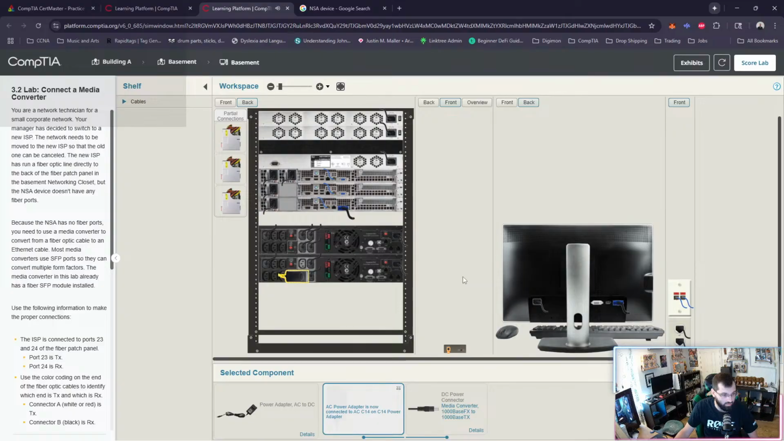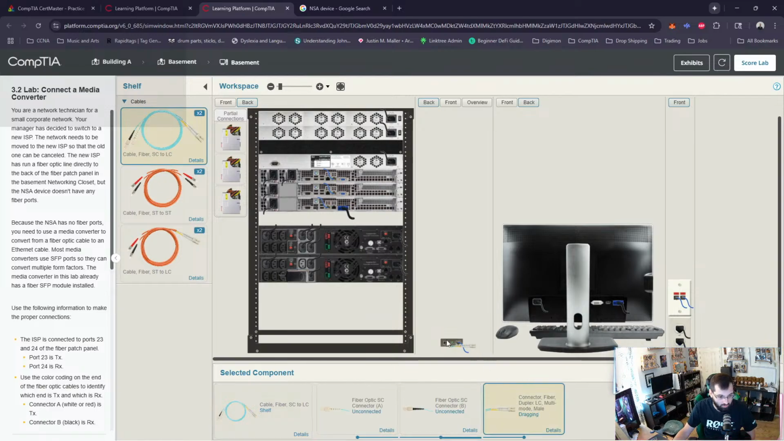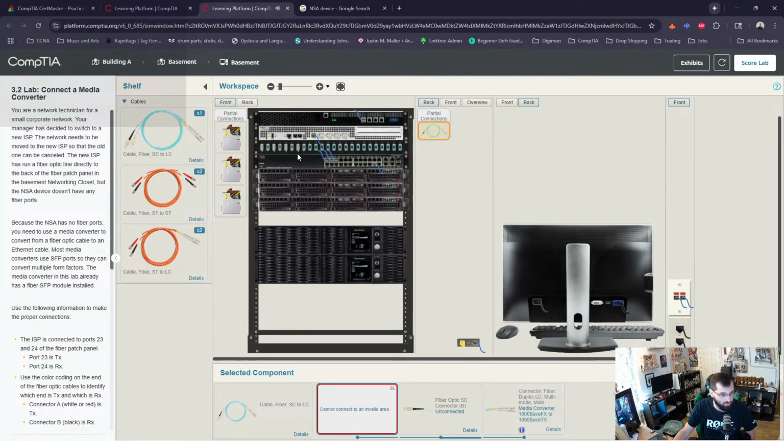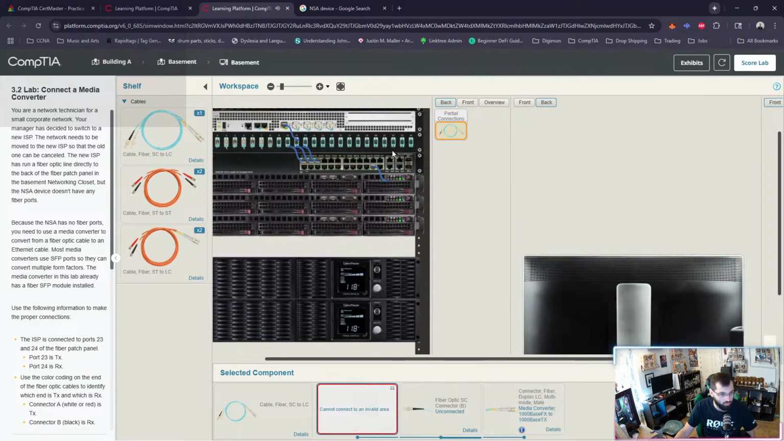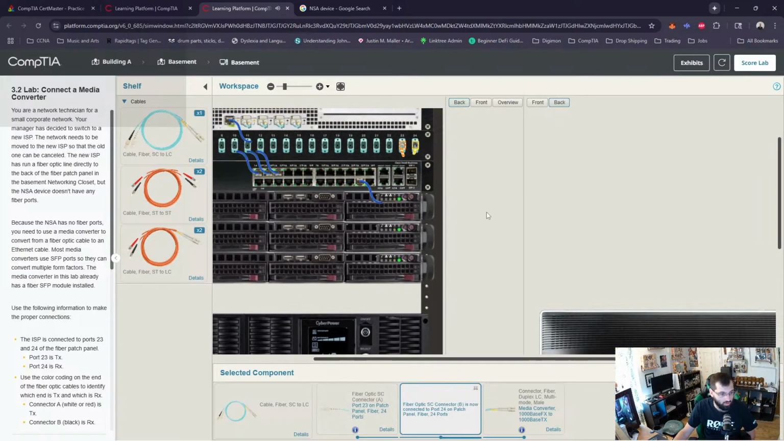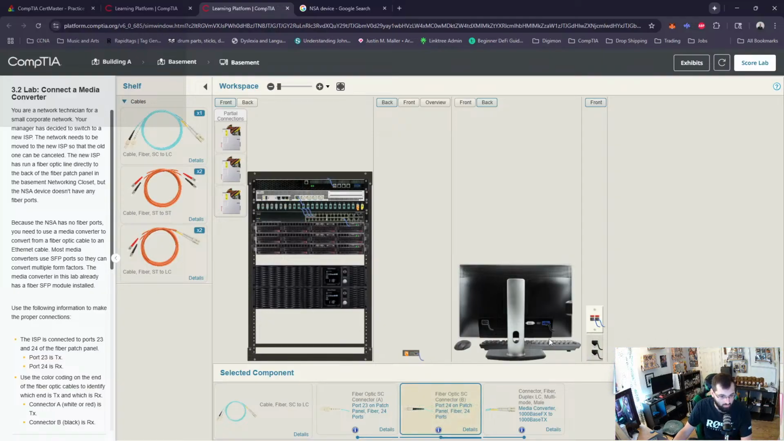Yes. Okay, so now we got power. Now we just need to connect the fiber. It's going to be connected to this. And then A is going to go into port 23, and then we have port 24. Okay, that makes sense.